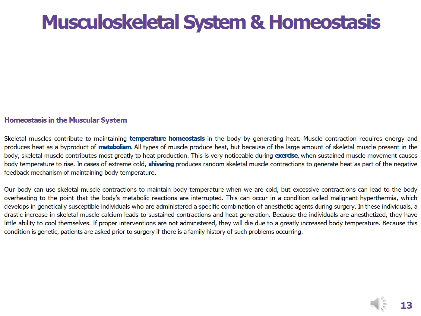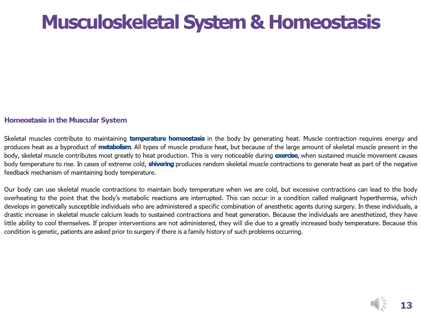In cases of extreme cold, shivering produces random skeletal muscle contractions to generate heat as part of the negative feedback mechanism of maintaining body temperature. Our body can use skeletal muscle contractions to maintain body temperature when we are cold, but excessive contractions can lead to the body overheating to the point that the body's metabolic reactions are interrupted.